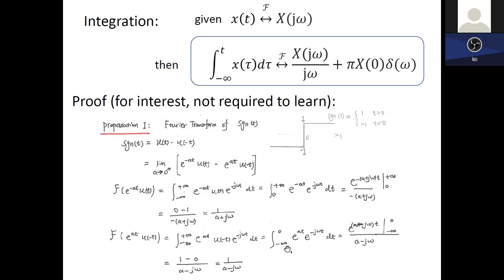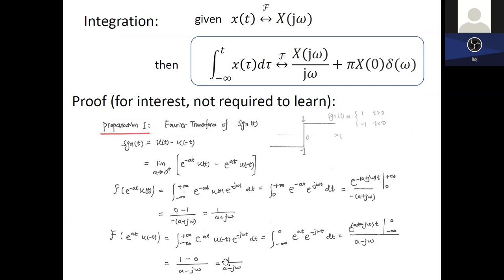So for the second term, because we have u of minus t, the integration interval is from minus infinity to zero. I can calculate the exponential in the numerator in the same way, and get a value which looks very similar to the first term. But this is plus, this is minus.